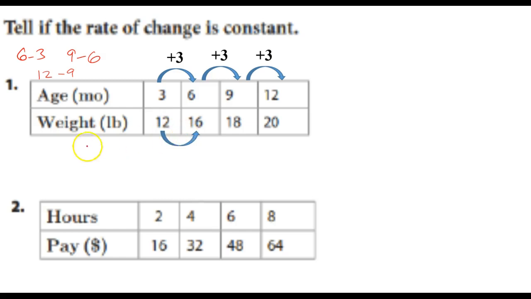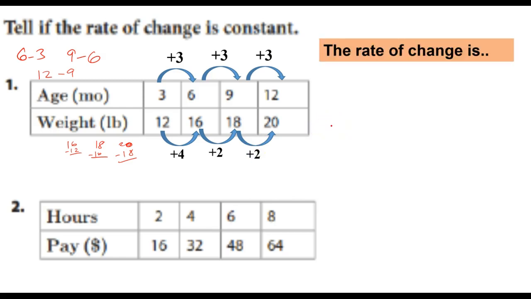Let's try the next row. So 12 to 16. What would that be? 4. How about 18 take away 16? Oh, that's a 2, and that would be 2 as well. So it's not constant, so the rate of change is not constant.